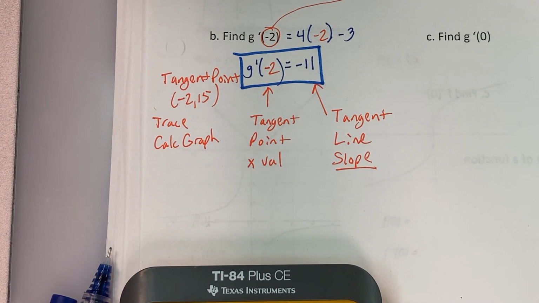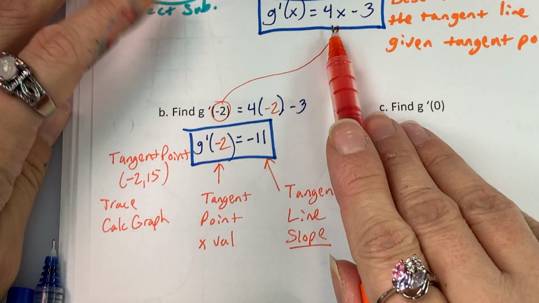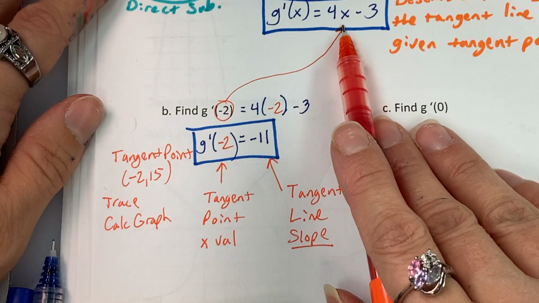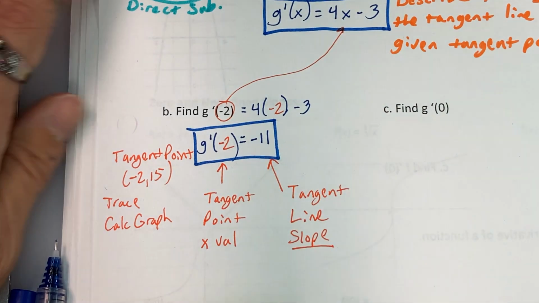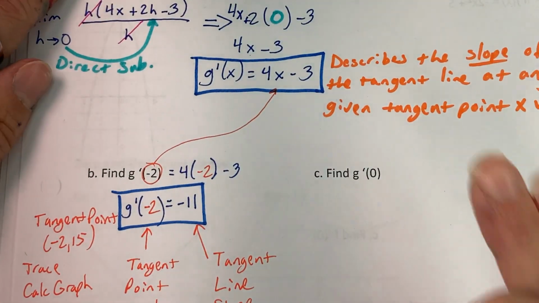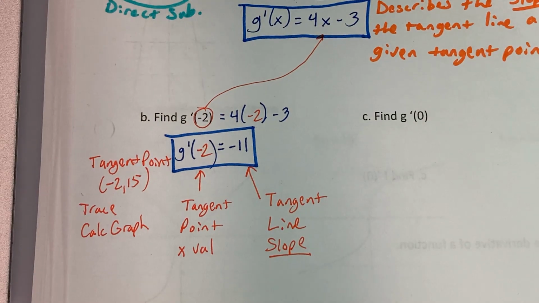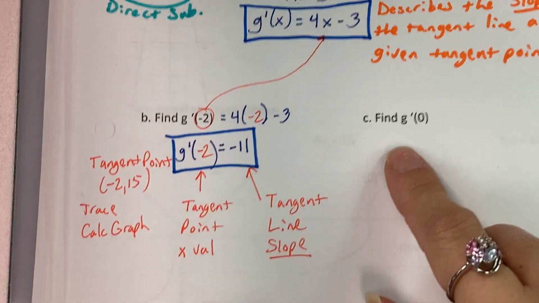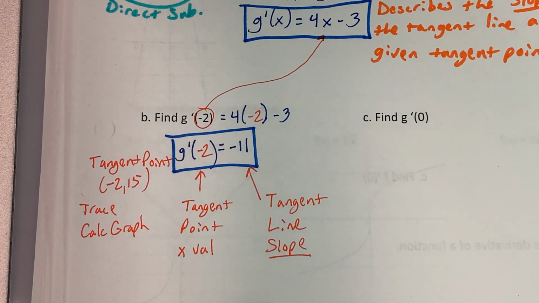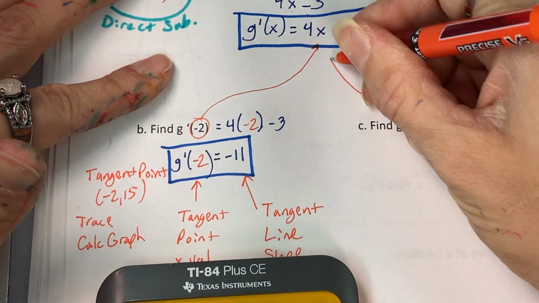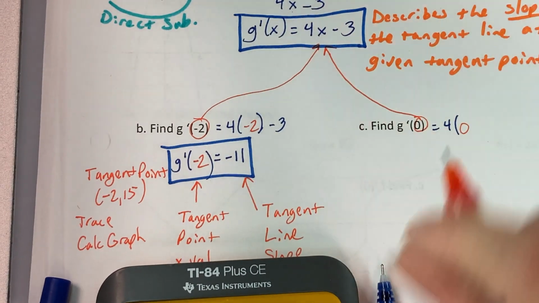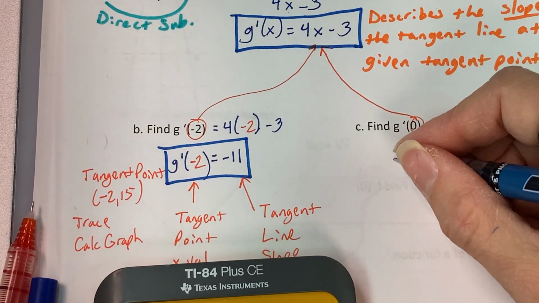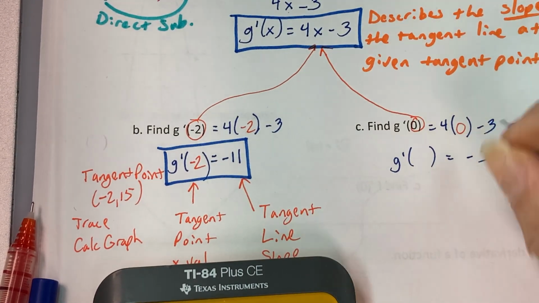So again, folks, understanding the pieces of this is very important because it is easy to get confused because it's like, well, this is a linear equation, so is the slope of that 4. This represents the slope of the tangent at any given x value for the tangent point. So I would take some time to study these definitions and make sure you understand all the working pieces. So pausing the video, I would go ahead and try to find g prime of 0. So plugging 0 in for x, we would get 4 times 0 minus 3. So g prime of 0 equals negative 3.